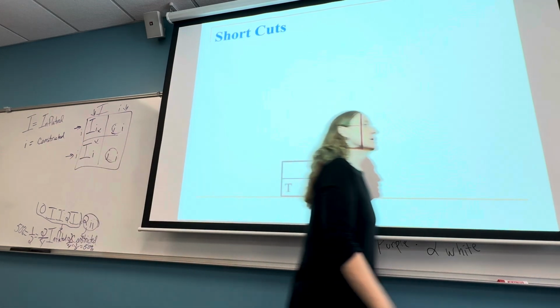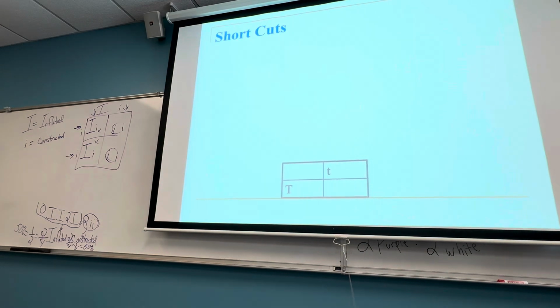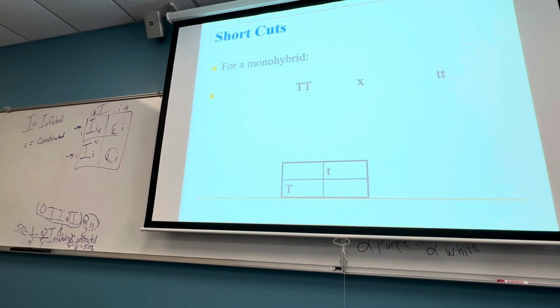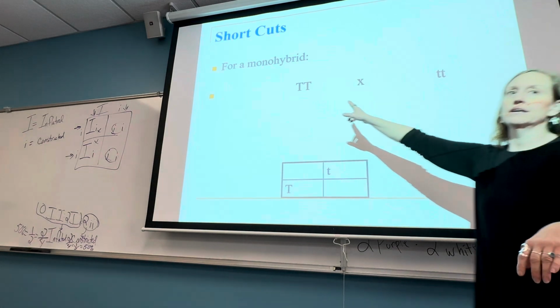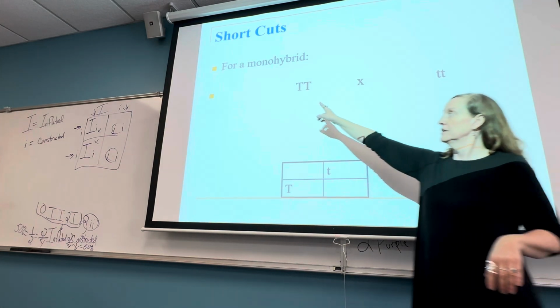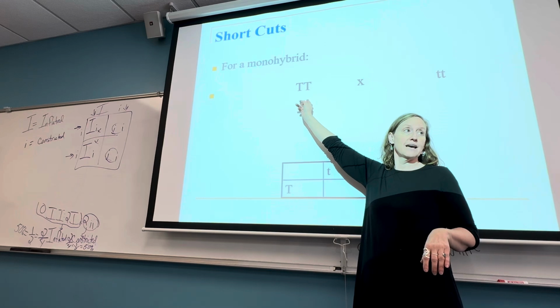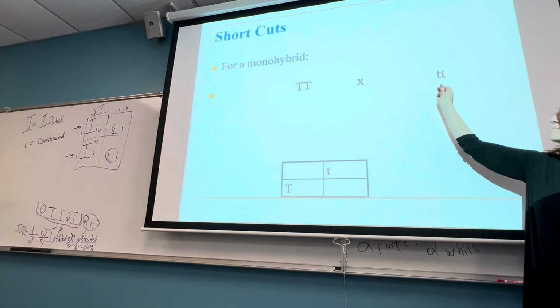Some of you may have noticed that there is a shortcut here. Let's say that you have 2 pure breeding or true breeding parents. Remember, true breeding means 2 of the same.